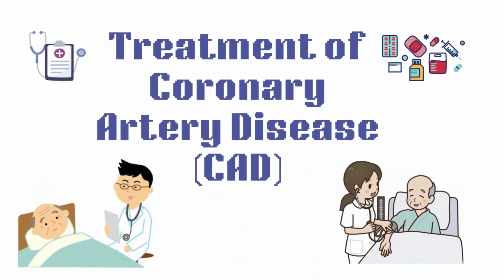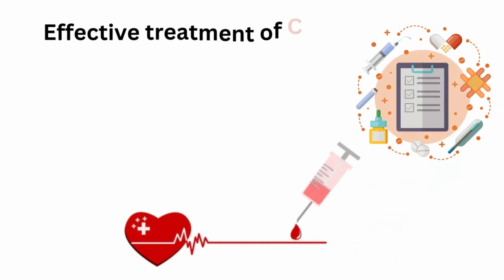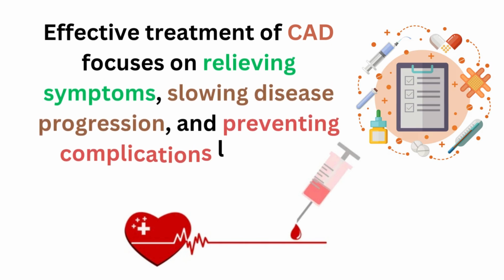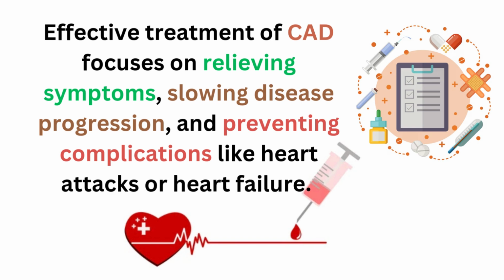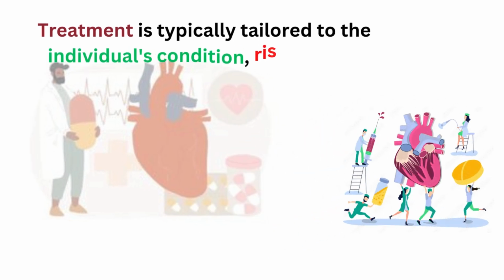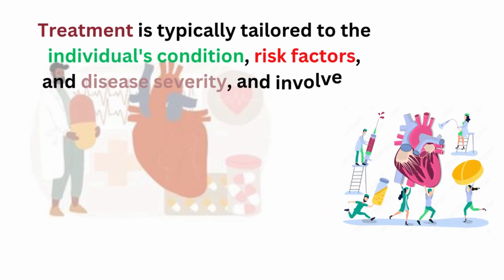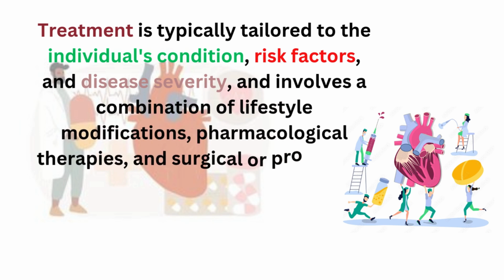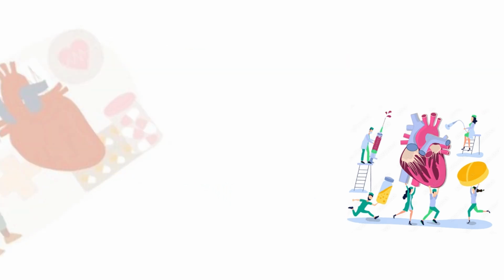Treatment of coronary artery disease. Effective treatment of coronary artery disease focuses on relieving symptoms, slowing disease progression, and preventing complications like heart attacks or heart failure. Treatment is typically tailored to the individual's condition, risk factors, and disease severity, and involves a combination of lifestyle modifications, pharmacological therapies, and surgical or procedural interventions.